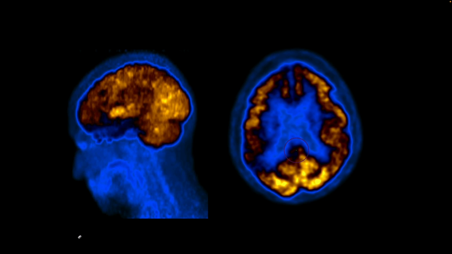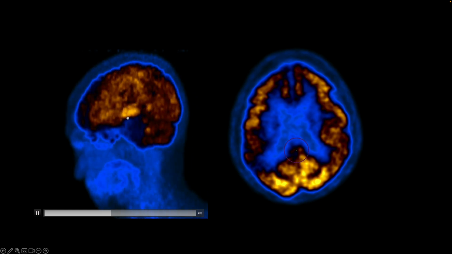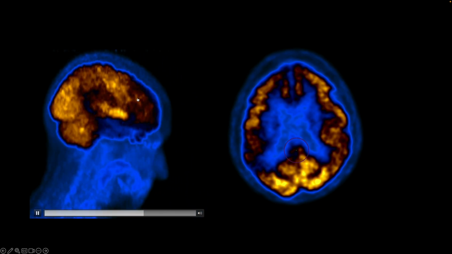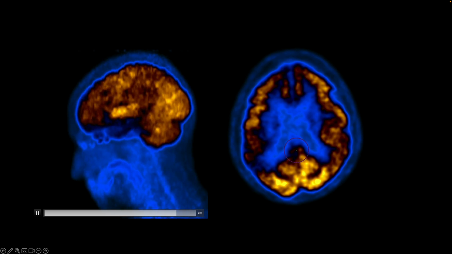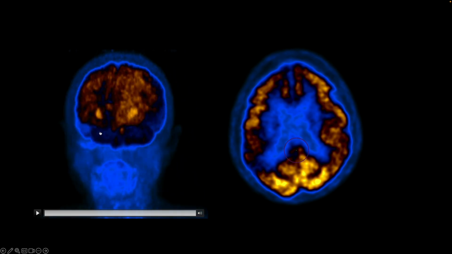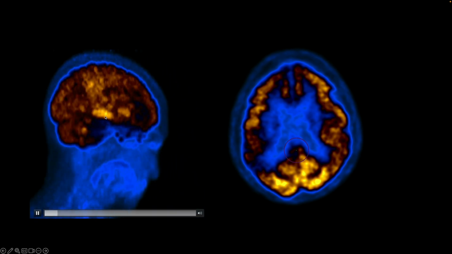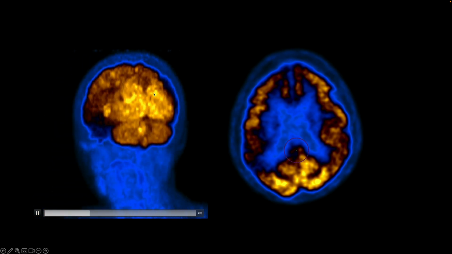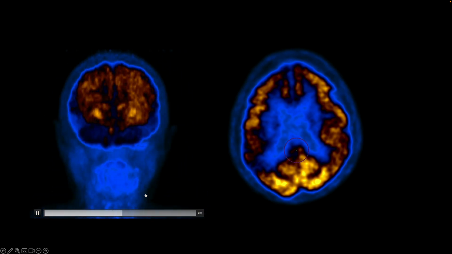I'm going to play the rotating image one more time to show that the uptake in the frontal lobe is also affected, especially the frontal lobe on the right side, and there is preserved FDG activity in the subcortical nuclei, the visual cortex, and the cerebellum.